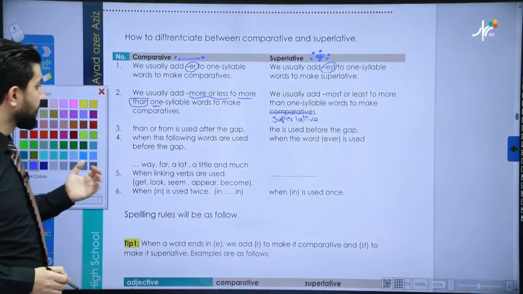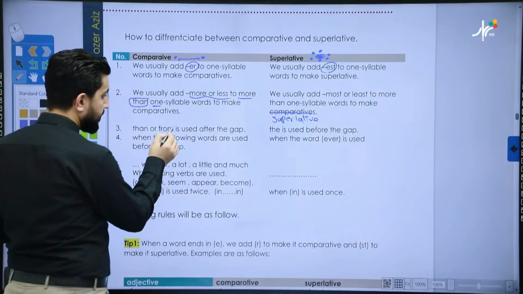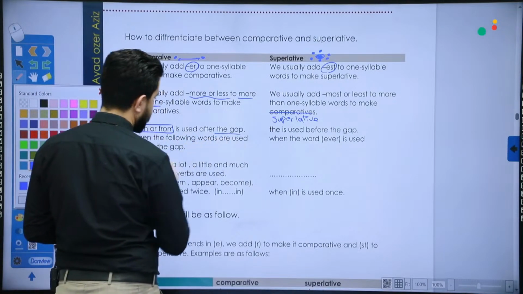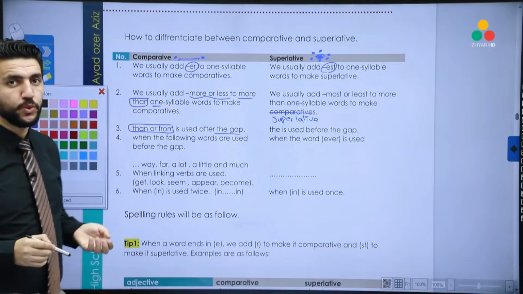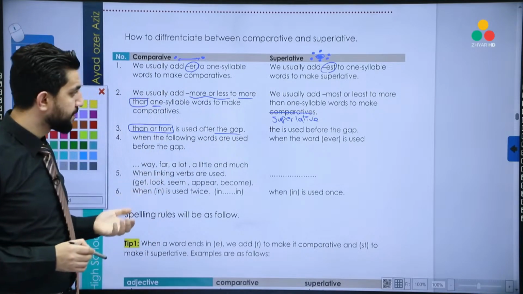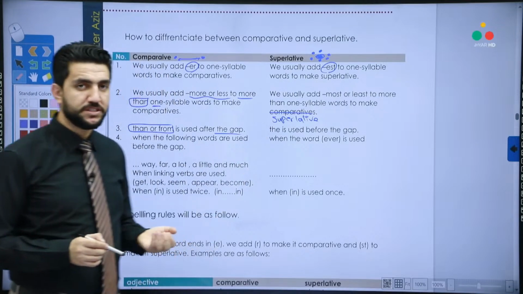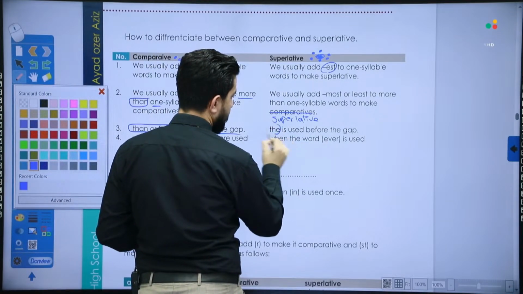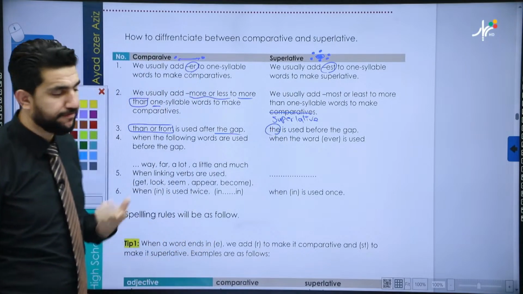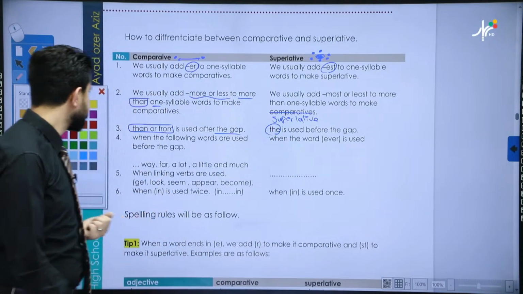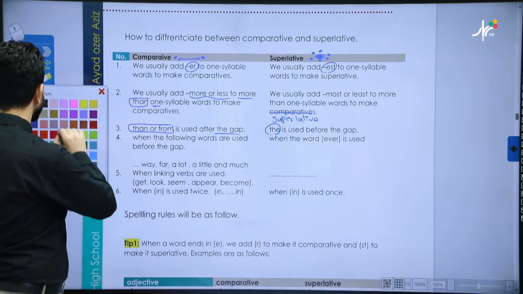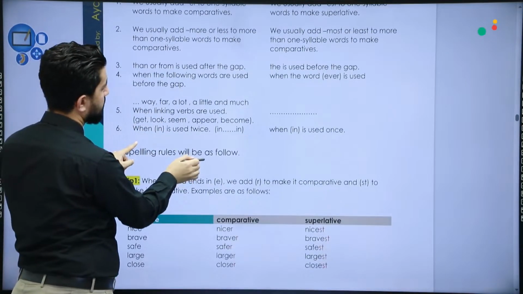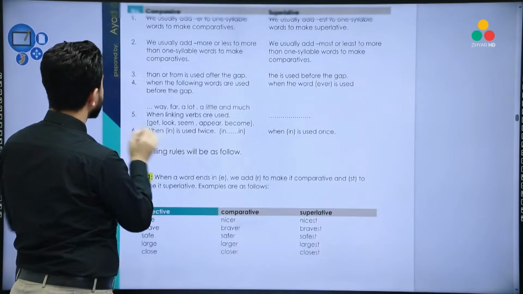Tip number 3. Than or from is used after the gap. In comparative, we use than or from. But in superlative, we use the before the gap.